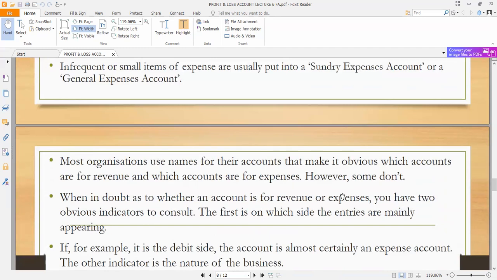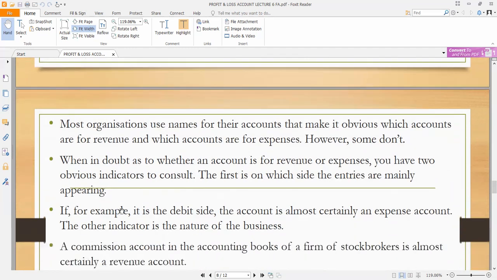Most organizations use names for their accounts that make it obvious which accounts are for revenues and which accounts are for expenses. However, some don't. When in doubt as to whether an account is for revenue or expenses, you have two obvious indicators to consult. The first is which side entries are mainly appearing. So is it on the debit side or is it on the credit side? If, for example, it is the debit side, the account is almost certainly an expense account.